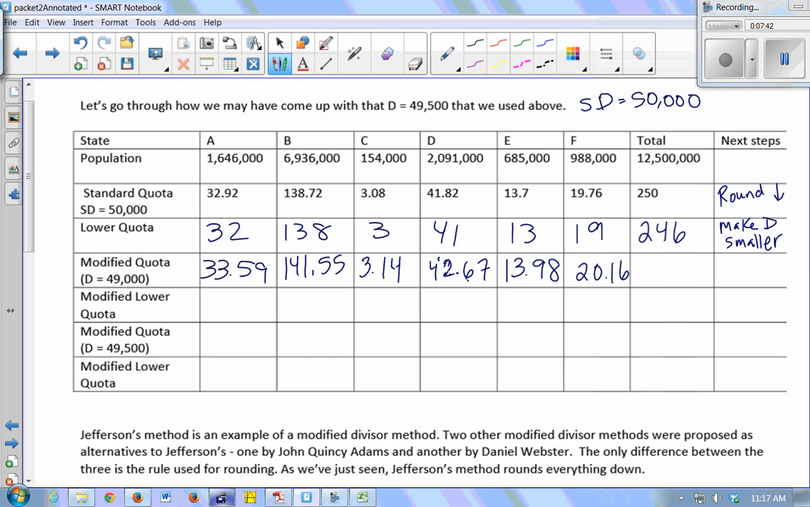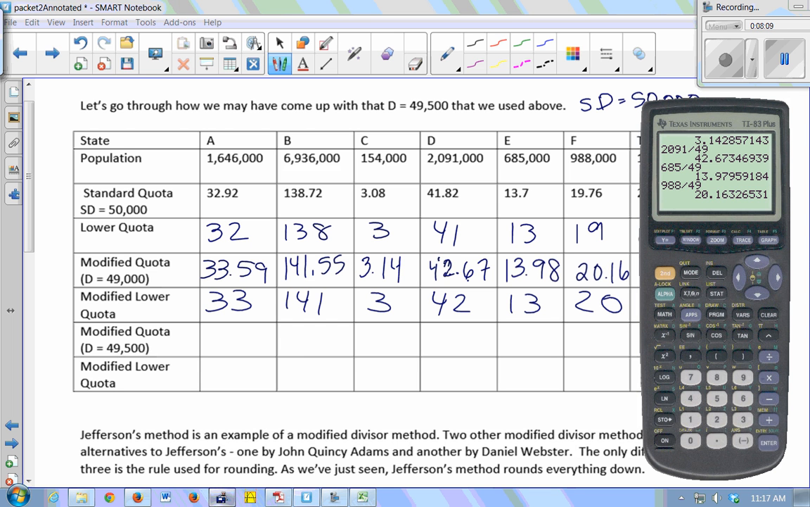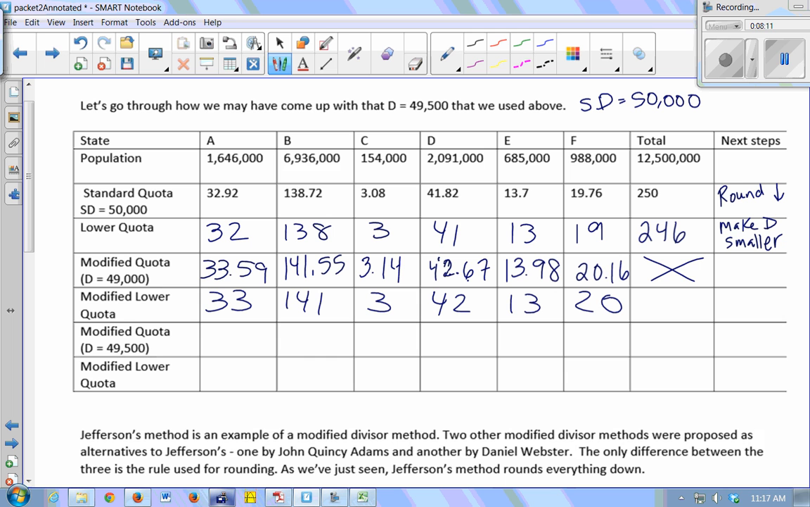All right, so again, adding these up isn't going to give you any meaningful thing, so I just don't fill that one in. Now I'm going to get my modified lower quotas. That is, take your modified quotas, chop off the decimals, round them all down. So we have 33, 141, 3, 42, 13, and 20. And when I add those up, 252, okay.